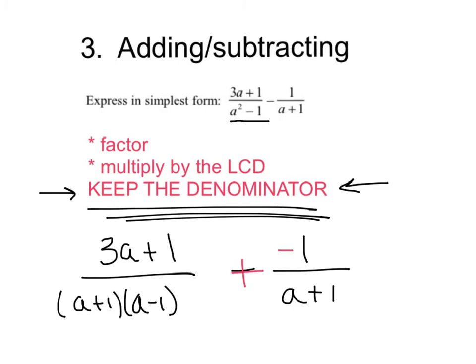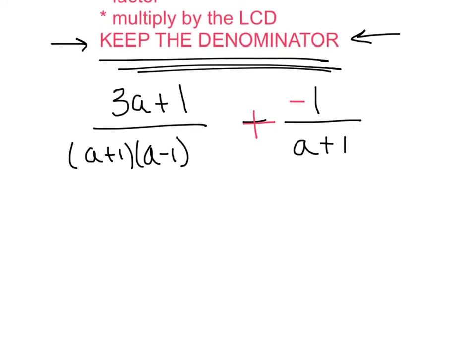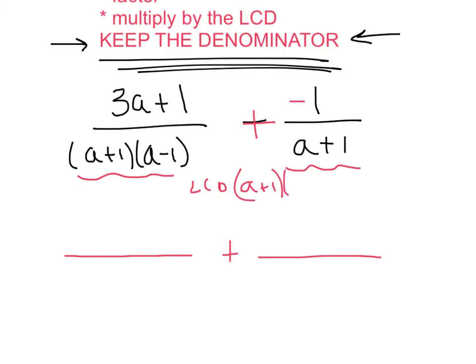Let's get that out of the way. All right, and I'm going to go through and say to myself, I need to keep the denominator. I'm going to write two fractions with the same denominator. So staring at my denominators, my least common denominator is a plus 1 and a minus 1. So I'm going to go ahead and say I need this to be a plus 1 and a minus 1, and I need this to be a plus 1 and a minus 1.